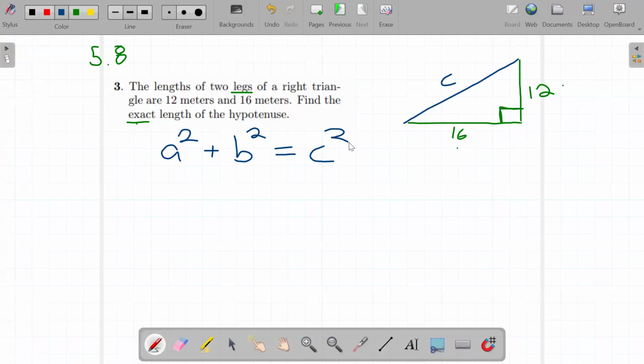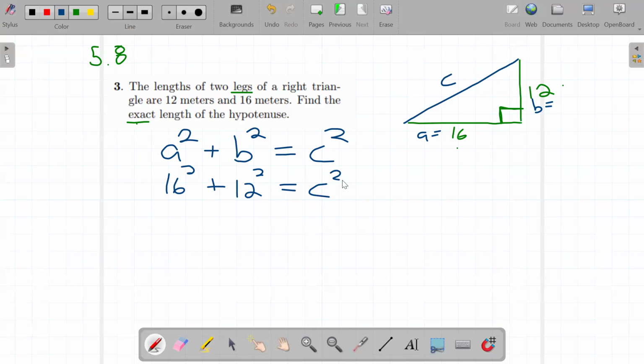So Pythagorean theorem says a squared, one of the legs squared, plus b squared, the other leg squared, has to equal c squared. And so plugging in, I'm going to say this one right here is my a. So I'm going to get a 16 squared. That means this one right here has to be my b. That's going to be a 12 squared. Equals, I don't know what c is yet, so I'm just going to say c squared. I'm trying to find c here.